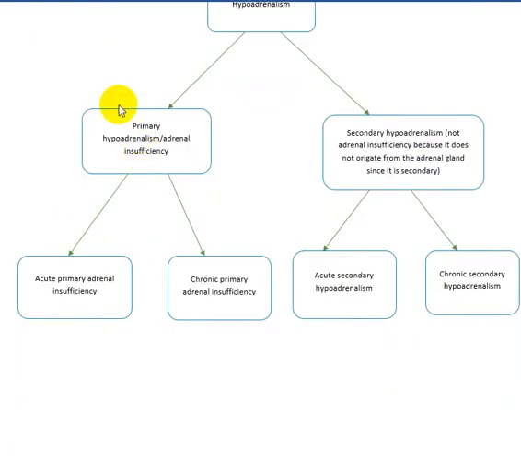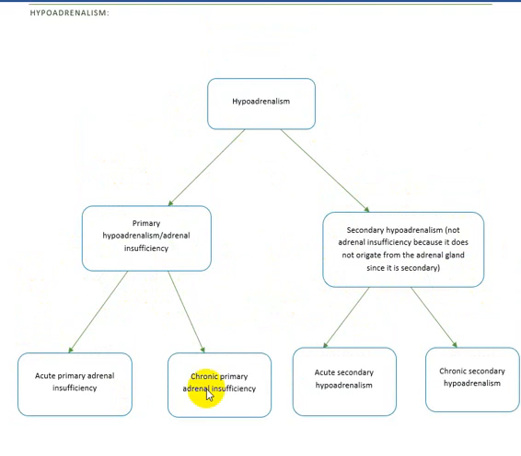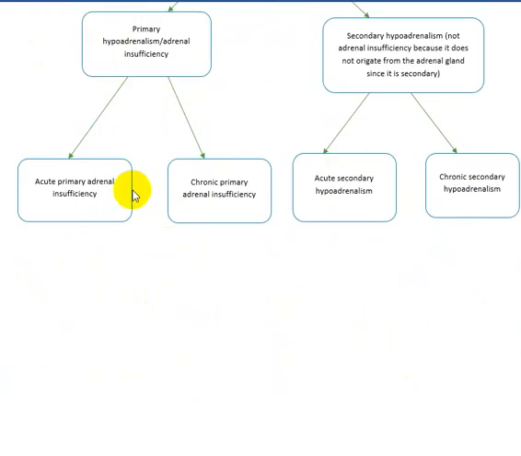Now, primary and secondary hypoaldosteronism can each be divided again with respect to time into acute and chronic. So you can have an acute primary adrenal insufficiency and a chronic primary one. You can also have an acute secondary and a chronic secondary one. It is based on this division that you can have all these diseases. Now let's see the different types: acute primary adrenal insufficiency, chronic primary adrenal insufficiency, and chronic secondary.